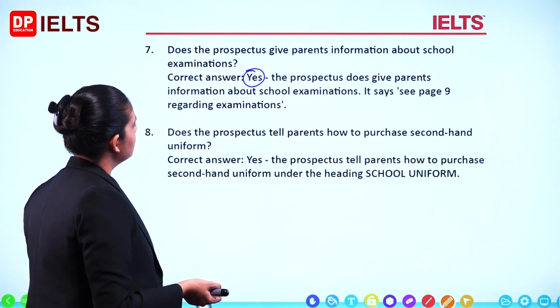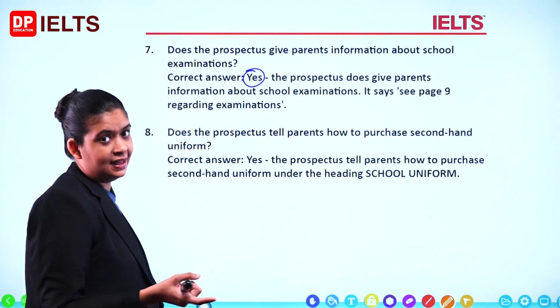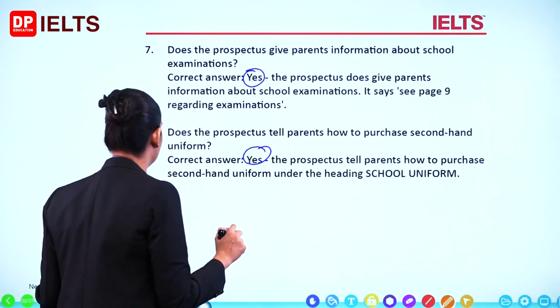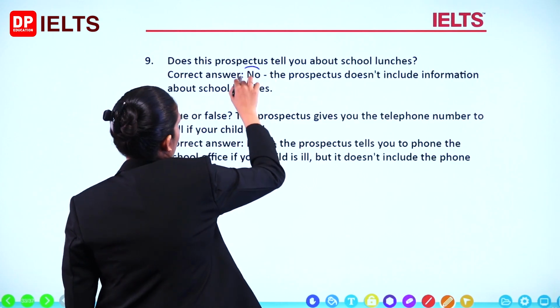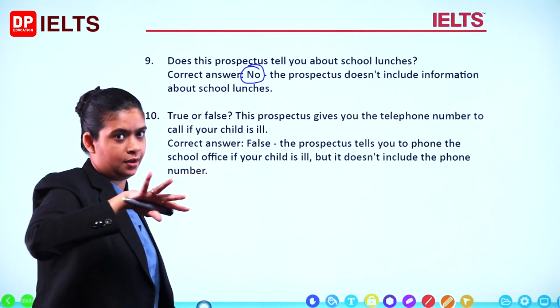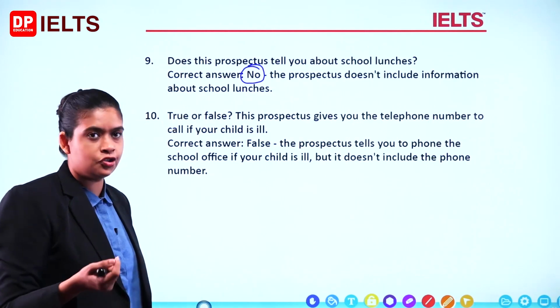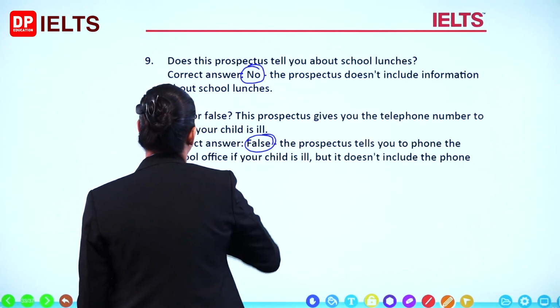Next one. Does the prospectus tell parents how to purchase second-hand clothing? Yes. It tells you that you can go to the budget shop, and it's there under the school uniform heading. Does the prospectus tell you about school lunches? No, it doesn't really give us information. No headings, subheadings or any info. True or false? It gives us the telephone number. It tells us that you could call, but what number should you call? We don't know, right? So therefore, it is false.